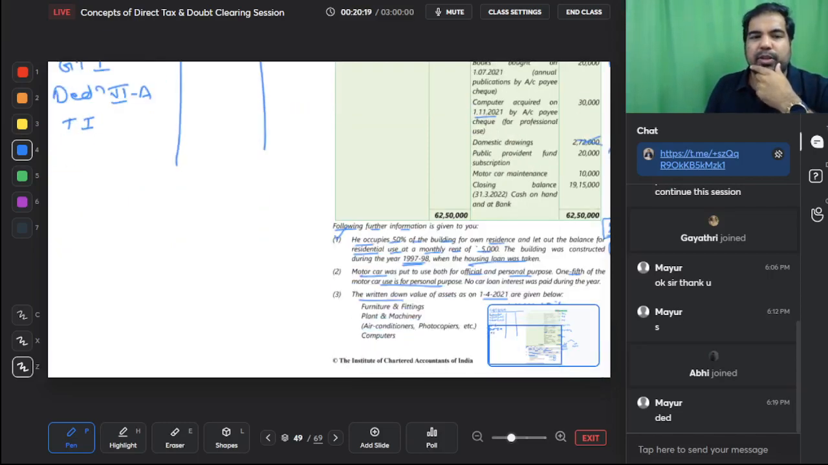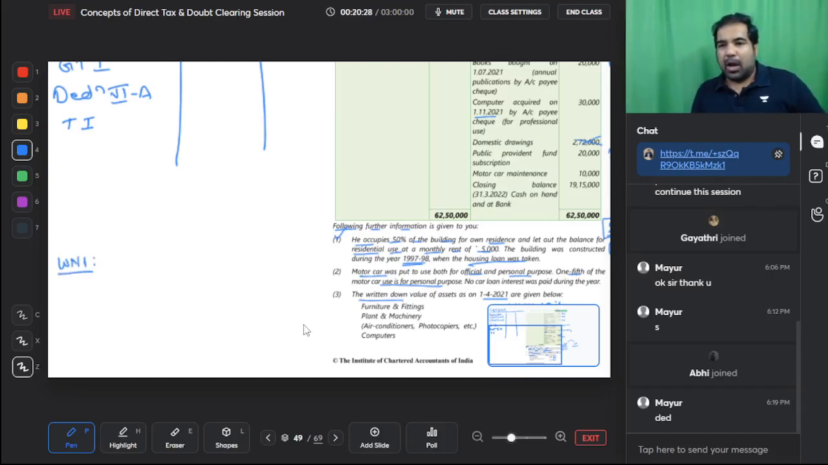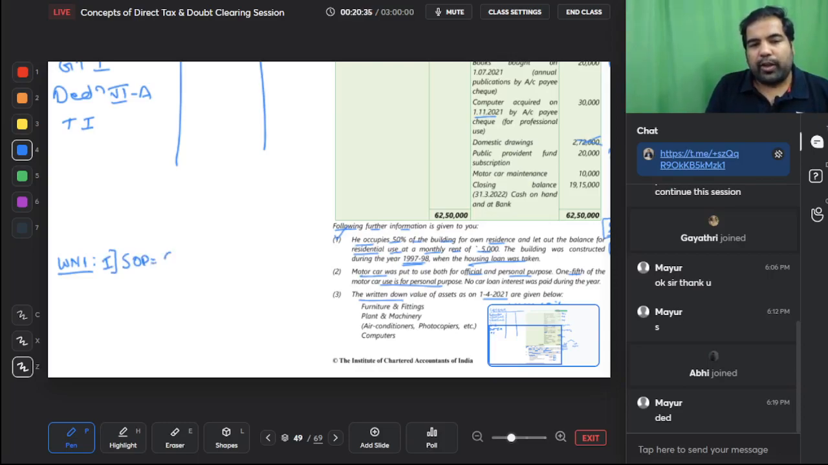So let's do the first working note, guys. Working note 1, I'm doing working note 1 here. You will write that the house is partly self-occupied, partly LOP. So first you will do the SOP calculation, where you will show GAV as nil. You will minus municipal taxes. I'm going into slight detail so that you know how to present it. And you will do NAV, that is nil, 24A, that is nil, and 24B.